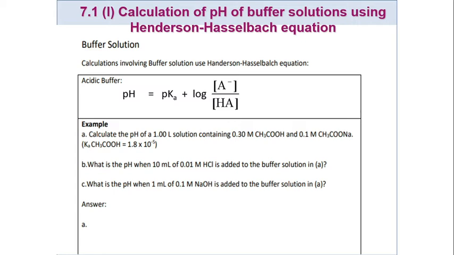A. Calculate the pH of a 1 liter solution containing 0.30 molar CH3COOH and 0.1 molar CH3COONa, given that the Ka for CH3COOH is 1.8 times 10 to the power of negative 5.